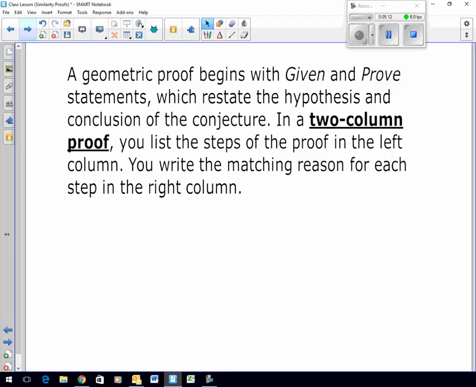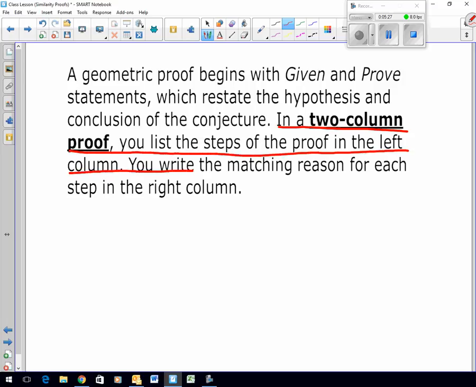A geometric proof begins with given and prove statements which restate the hypothesis and conclusion of the conjecture. Here's what you need to make sure you write down. We call it a two-column proof. A list of the steps of the proof in the left column. You write the matching reason for each step in the right column. Statements on the left, reasons on the right, or justifications on the right. So, we'll see these today.